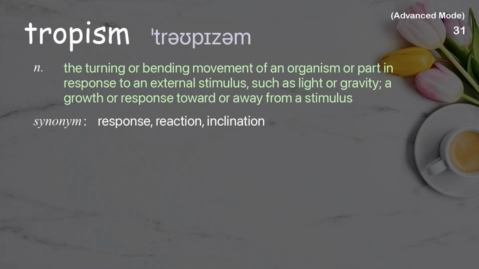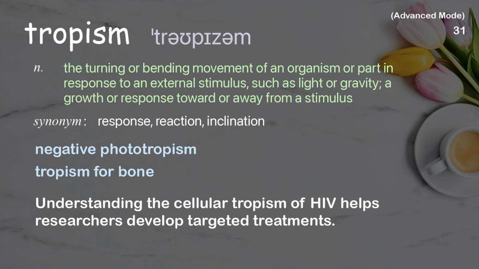Tropism. The turning or bending movement of an organism or part in response to an external stimulus, such as light or gravity; a growth or response toward or away from a stimulus. Examples: negative phototropism, tropism for bone. Understanding the cellular tropism of HIV helps researchers develop targeted treatments.